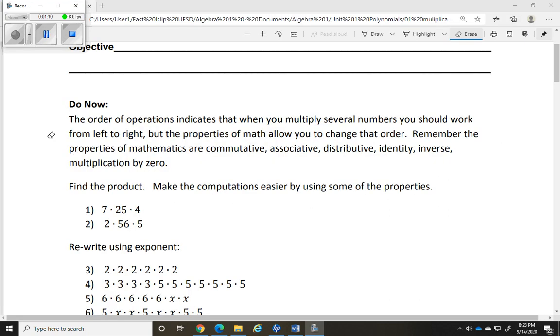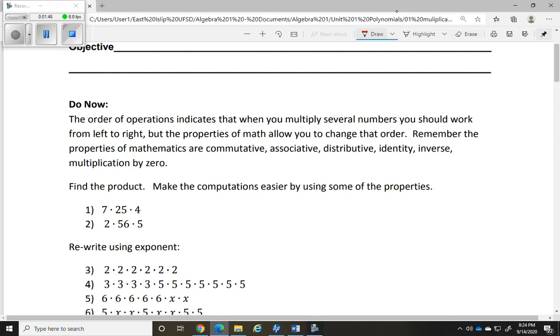So the do now is reminding you that the order of operations is important, but there are plenty of other properties that we use in mathematics to maybe help make our calculations a little easier. So we can use the commutative property, the associative property, the distributive property, the identity property, the inverse property, and multiplication by zero property. So it's asking us to find the product and use some of the properties to help make the computations a little easier.